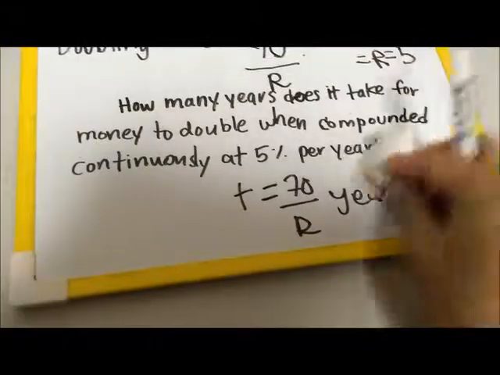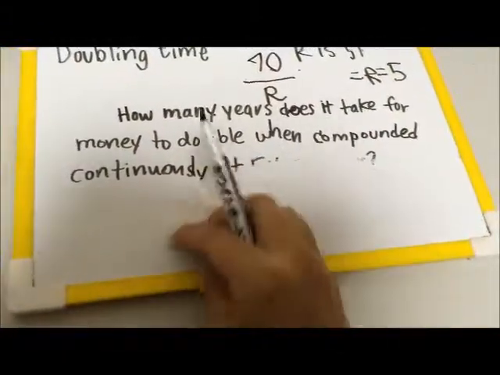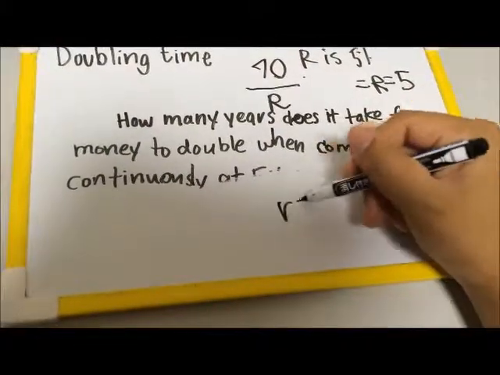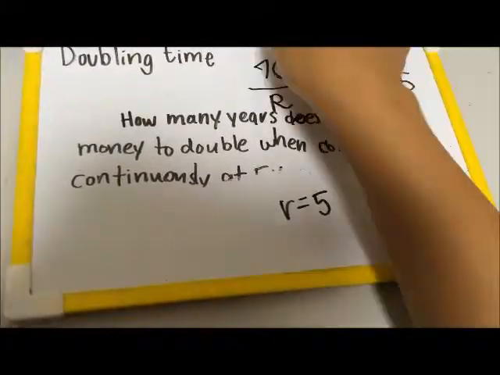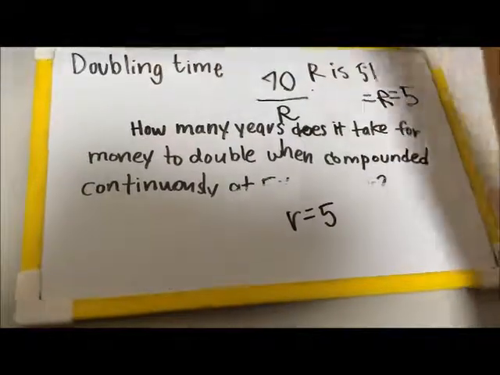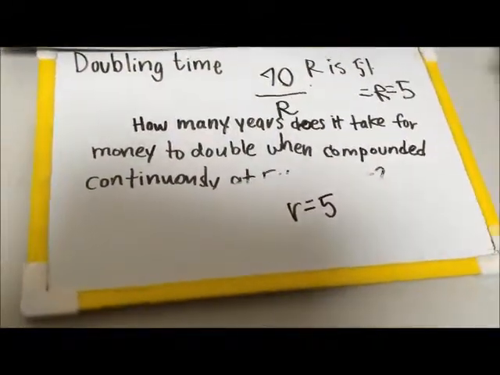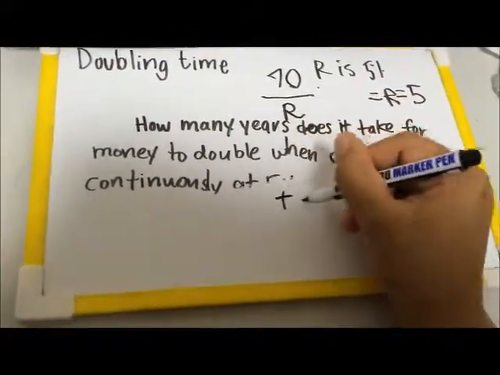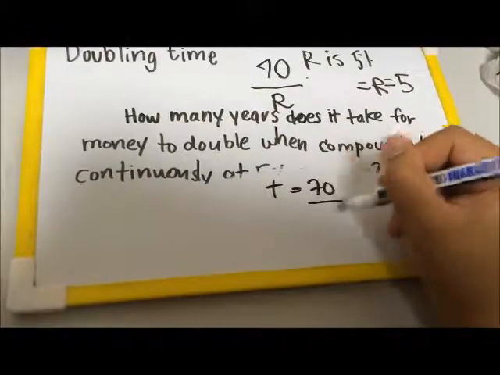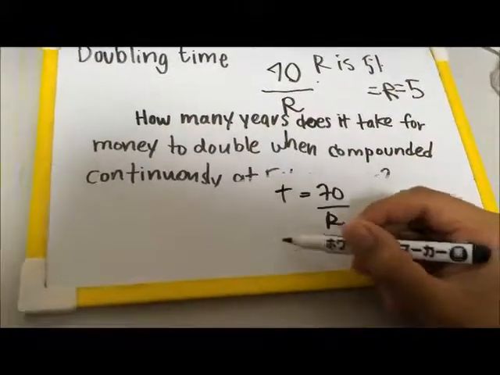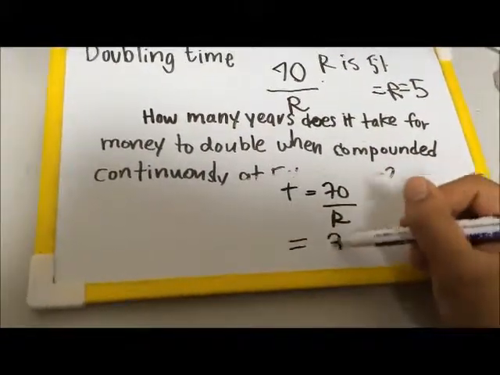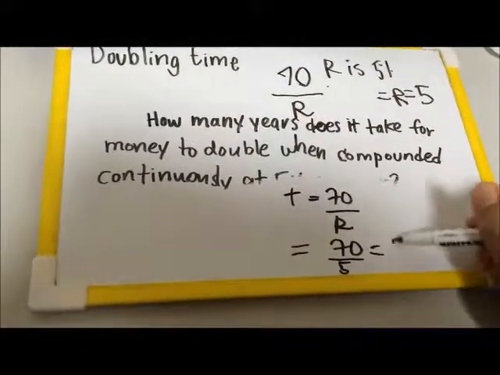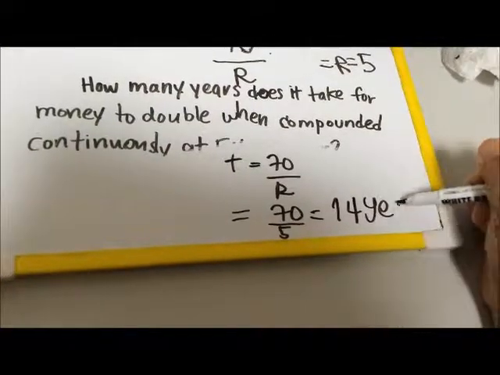Then step 2: substitute the given value to find the value of the missing variable. So R will be equal to 5. And then substitute the above value into the formula. T equals 70 divided by R, which is 70 divided by 5, and the result is 14 years.